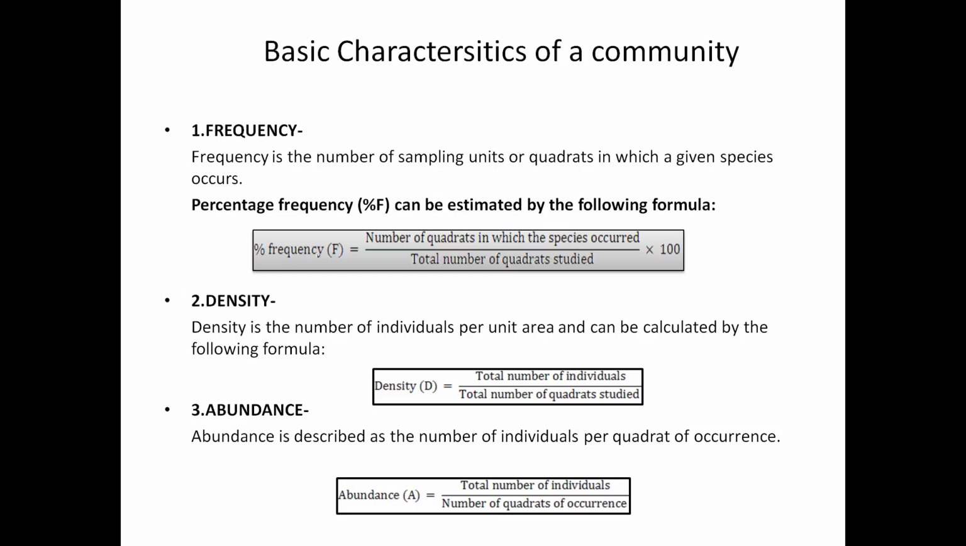So what is frequency? You can look at the formula. It is the number of sampling units or quadrats in which a given species occurs. So if you have taken 10 quadrats, how many out of those quadrats have I found currants in? That is the frequency. If I found it in all, then percent frequency is 100, obviously. Density is the number of individuals per unit area that are found.